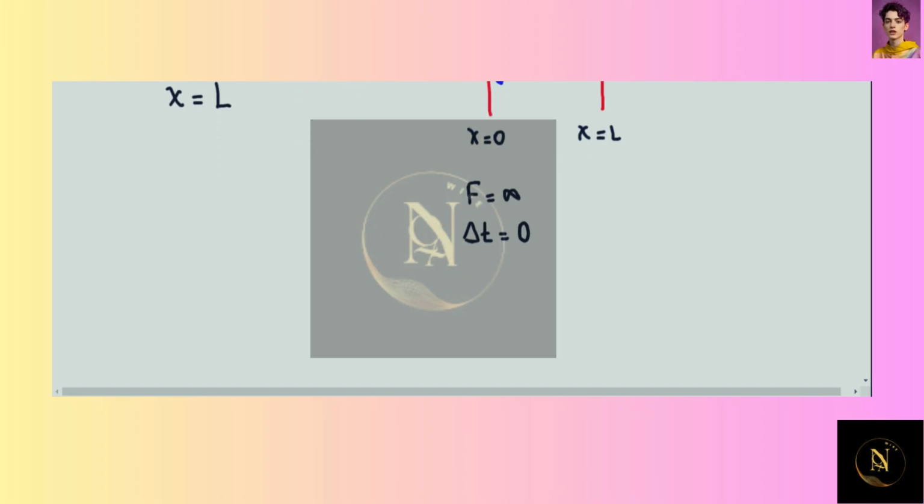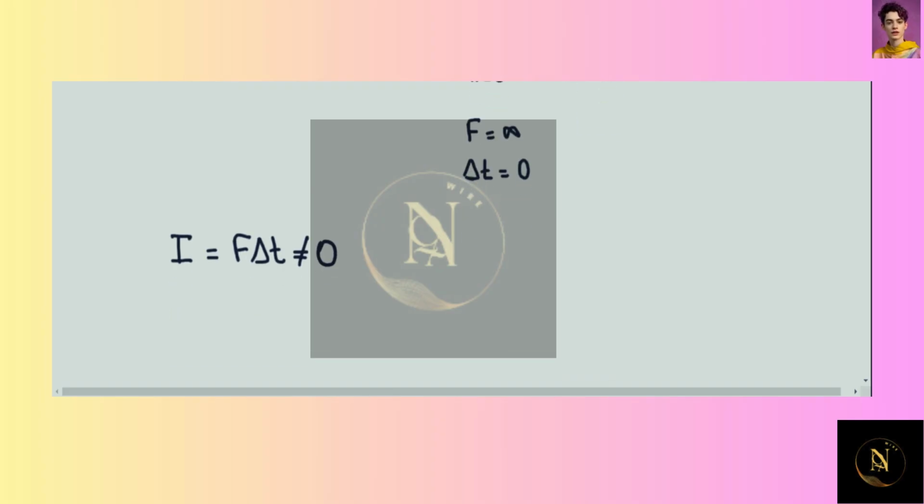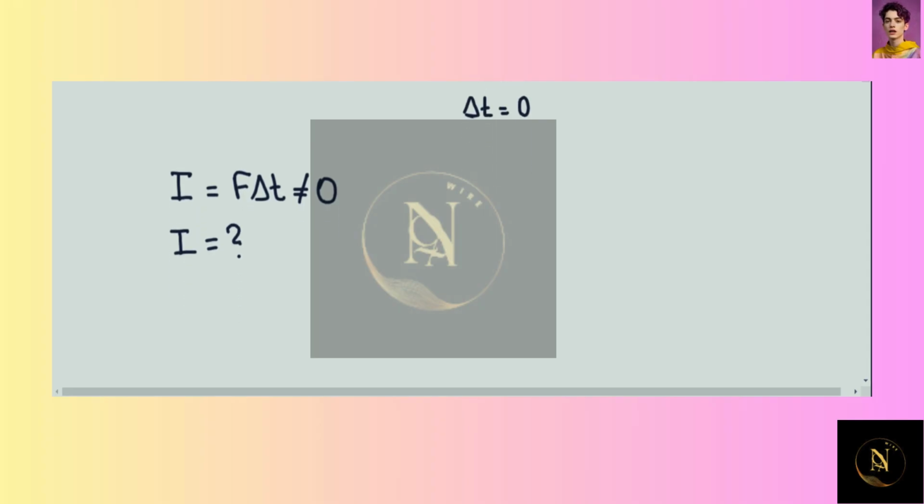Even though the force is infinite and delta t is equal to 0, the impulse that is defined by F times delta t is different from 0. And our goal is to calculate what this impulse is. Now remember that another way to write the impulse is either as F delta t or as delta p, that is the variation in the momentum of the particle. So basically, in order to calculate the impulse, I'm going to calculate delta p.